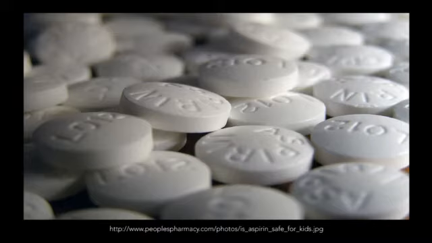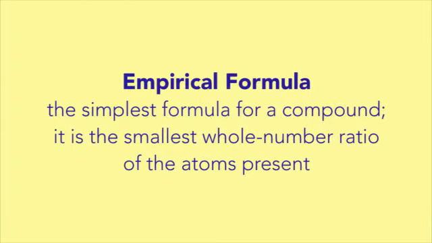Well, first, all the different compounds in the tree bark had to be separated and tested by someone to figure out which one was the pain reliever. Not it. Sounds tedious. Finding out the identity of unknown substances is a big part of what chemists do. One tool a chemist might use is the empirical formula. The empirical formula is the simplest formula for a compound. It is the smallest whole number ratio of the atoms present.